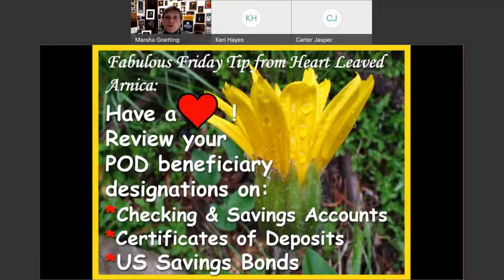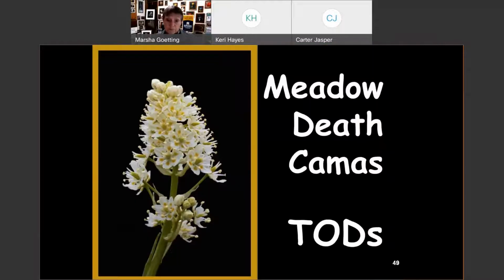So have a heart. Make sure that you review your beneficiary designations on your checking and savings accounts, your certificates of deposit, and those United States savings bonds that you have had in your safe deposit box for years. Who is the beneficiary? And maybe you don't have one because you didn't know that you could do that and avoid probate on that one.